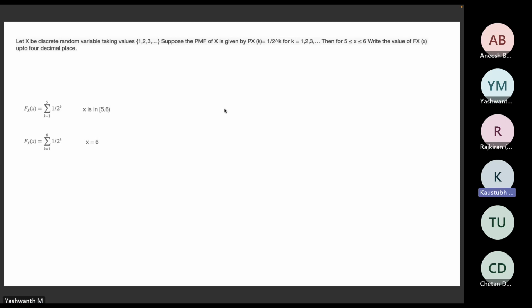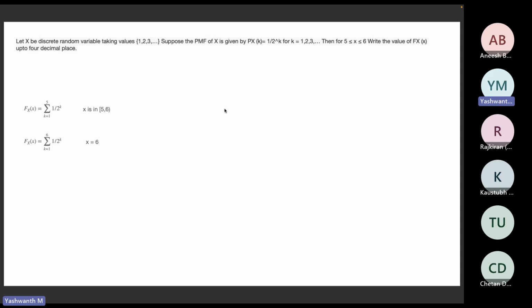Okay. So the CDF of x is nothing but the probability that X is less than or equal to x. Between 5 and 6, what is this value? So if x is 5, F_X(5) is the probability that X is less than or equal to 5, so you have to sum these probabilities from 1 to 5. That's why F_X(x) is that.